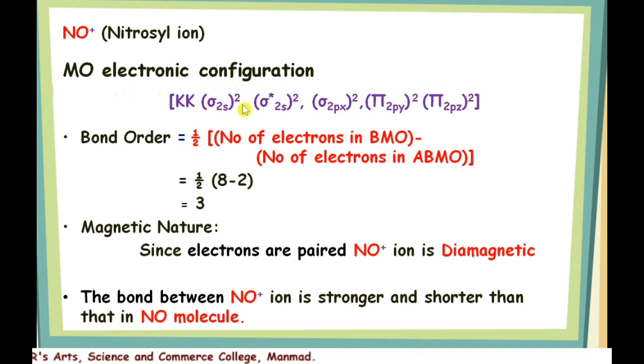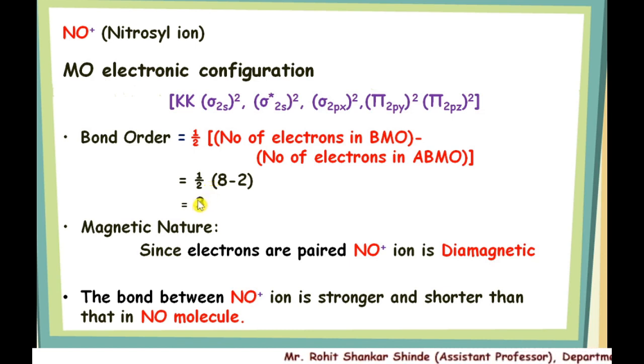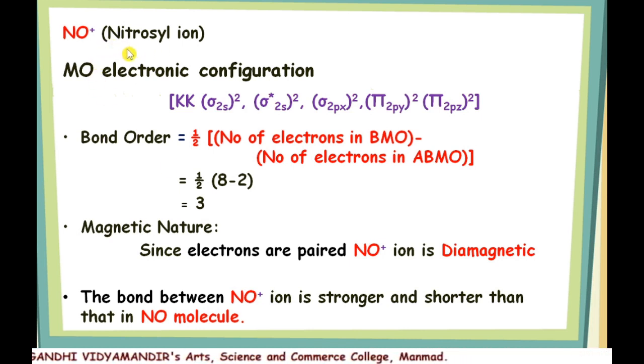So the bonding molecular orbital possesses 2 plus 6, 8 electrons. The ABMO possesses only 2 electrons. So 1/2 in bracket 8 minus 2, that is 1/2 in bracket 6, which is equal to 3. So bond order 3 indicates that there are 3 bonds between the nitrogen and oxygen plus ion. So the nitrosyl ion possesses 3 bonds.